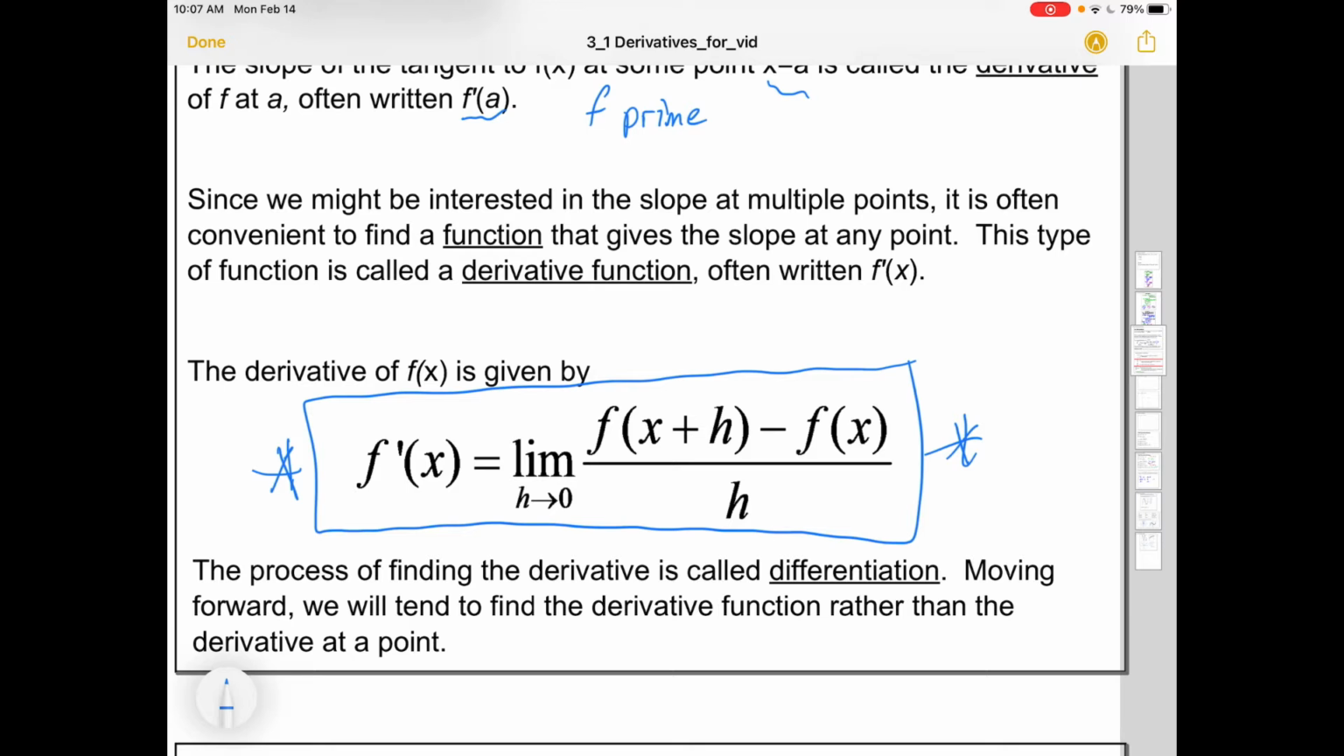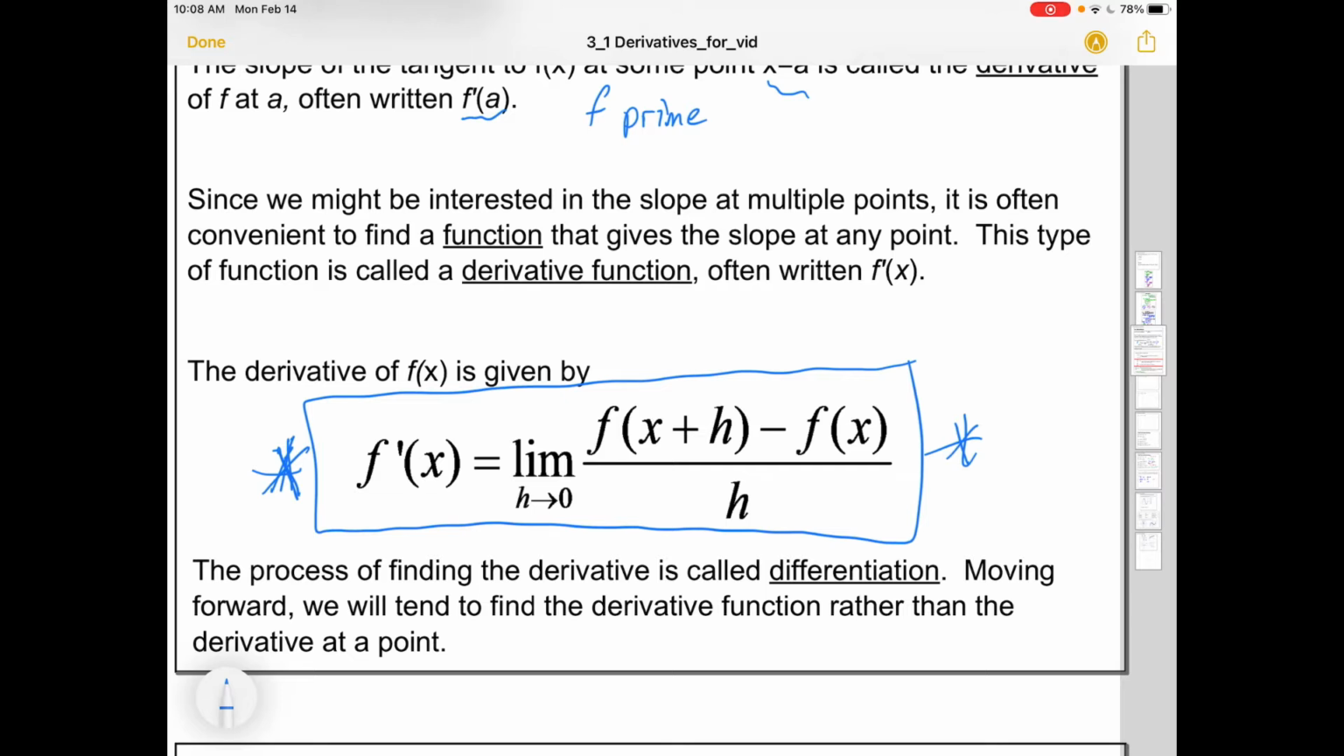The process of finding the derivative is called differentiation. So, the thing itself is the derivative. The process of finding it is not deriving, it's differentiating. It's different in French. It's le dérivé for the derivative, and dériver, the verb, for differentiating. In English, it's more annoying. Moving forward, we'll tend to find the derivative function rather than the derivative at a point. So this will be sort of our go-to thing.